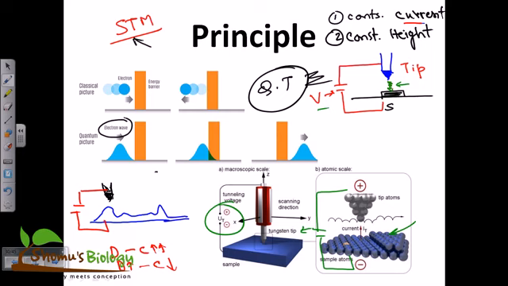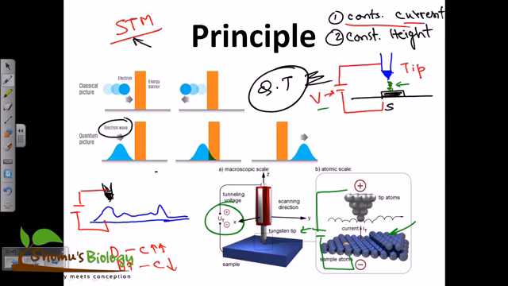Again, it is inversely proportional in this case. What we want to maintain is a constant current, right? If we want to maintain a constant current, we should have a constant flow of current irrespective of the distance. So we need to position this tip in such a way that the current remains constant throughout the scanning period, right?